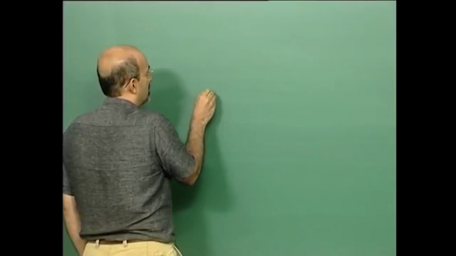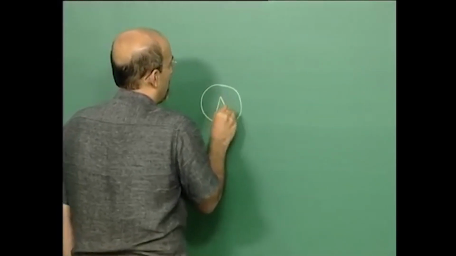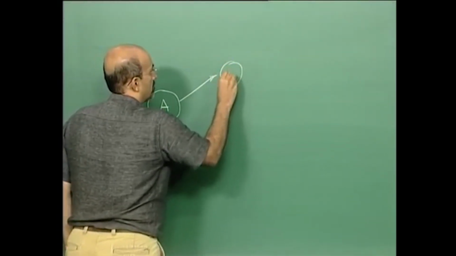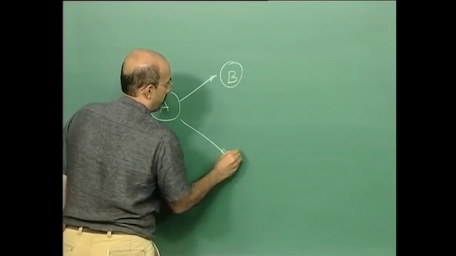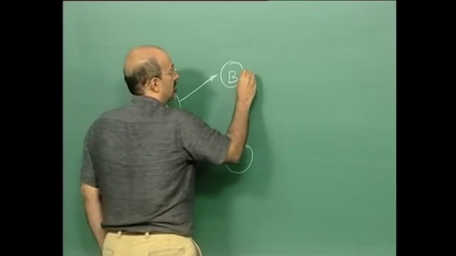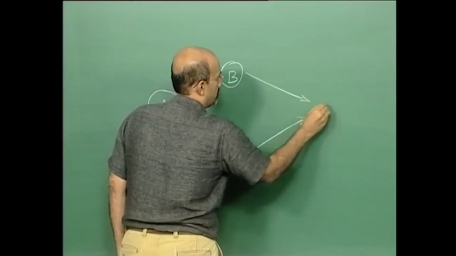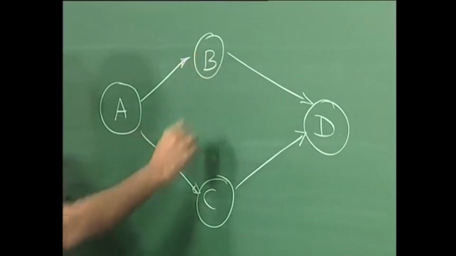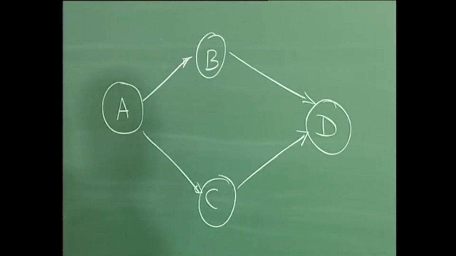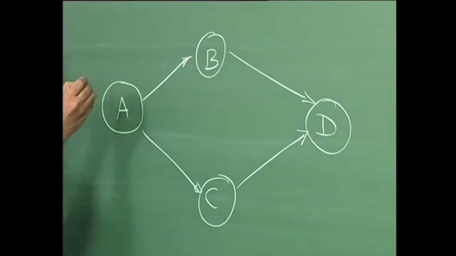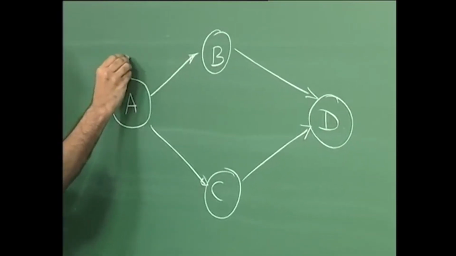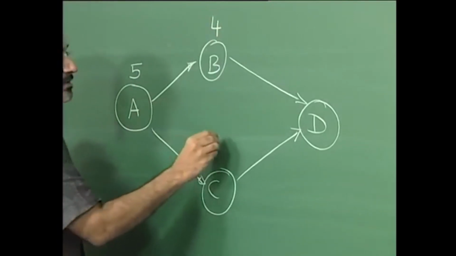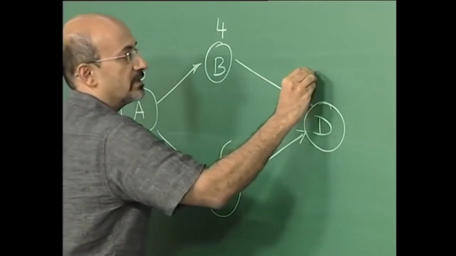So I am going to do the activity-on-node representation. A has no predecessor, then I have B, C and D. So this gets a network through. You can see D has B and C as predecessors. Now you have durations, and in my notation I like to put the duration on top of the activity. So A has a duration of 5, B has a duration of 4, C has a duration of 6, and D has a duration of 3.